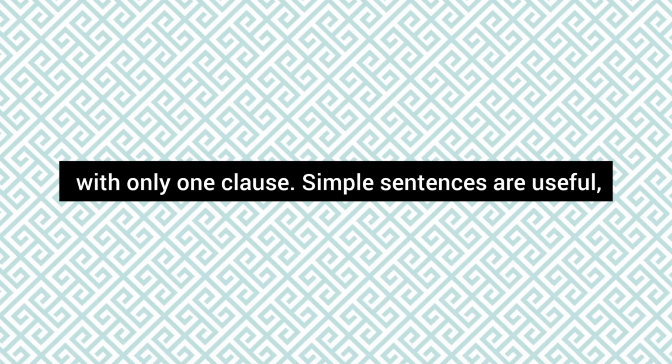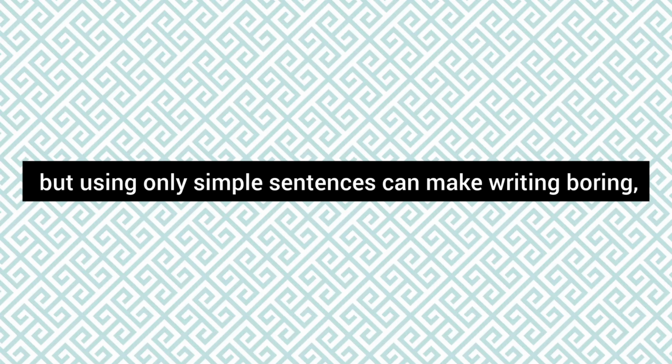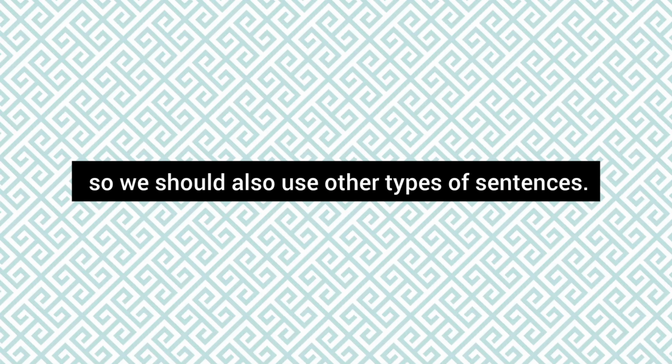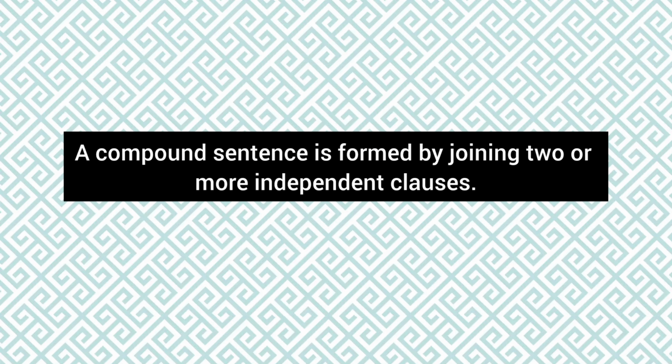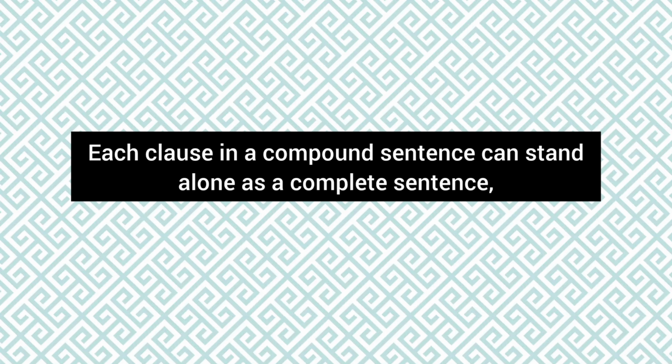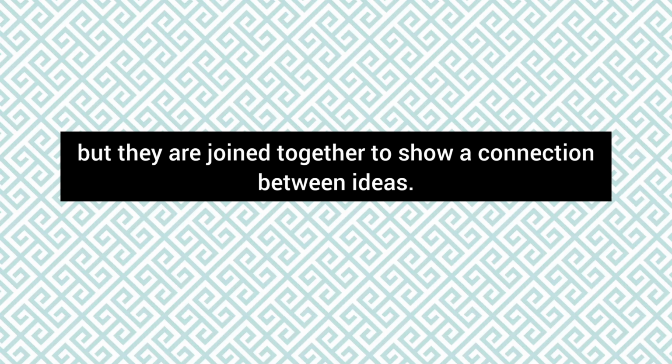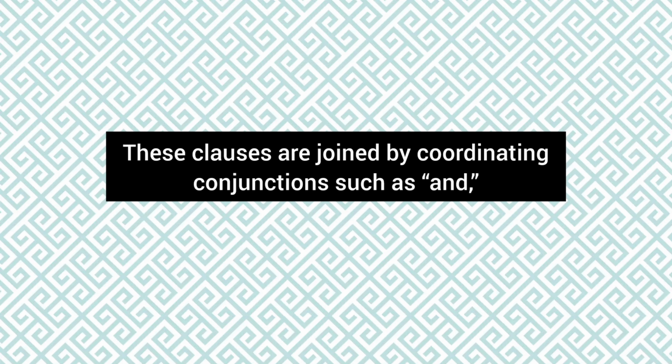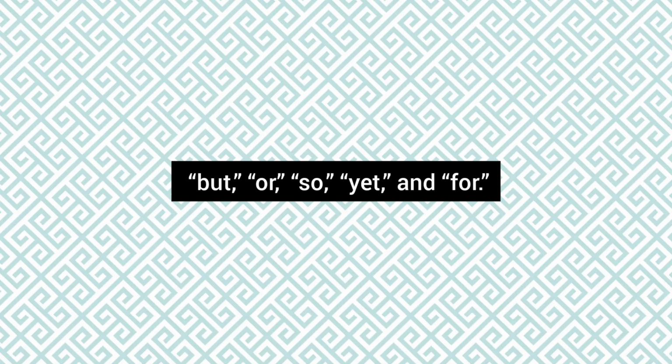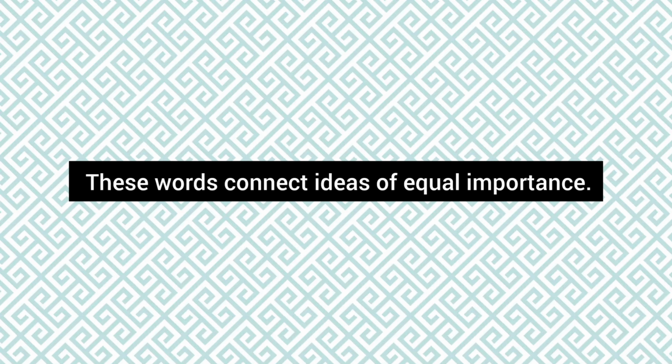Simple sentences are useful, but using only simple sentences can make writing boring, so we should also use other types of sentences. Two, compound sentence. A compound sentence is formed by joining two or more independent clauses. Each clause in a compound sentence can stand alone as a complete sentence, but they are joined together to show a connection between ideas. These clauses are joined by coordinating conjunctions such as and, but, or, so, yet, and for. These words connect ideas of equal importance.